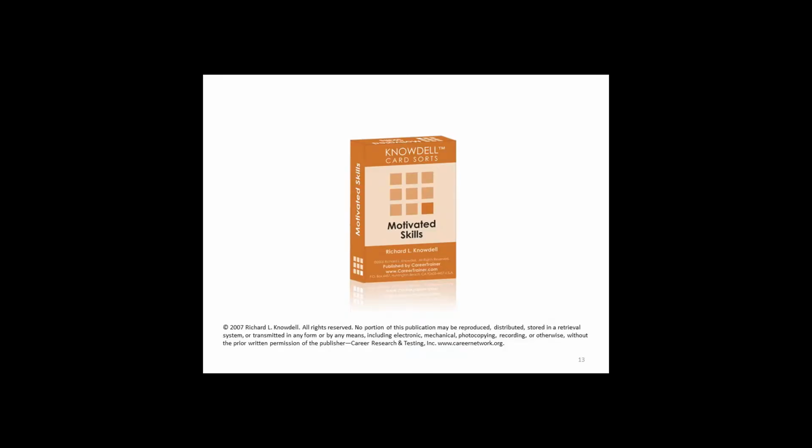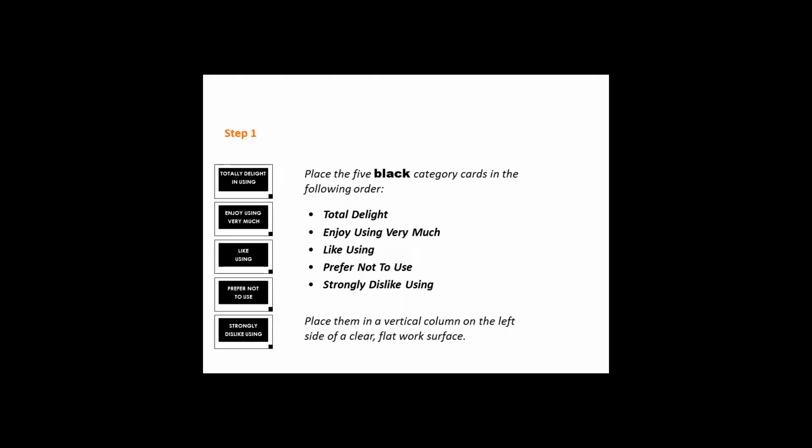Now the second instrument is more complicated. And this is also one that requires very strict rules on the administration of it. So this is not one I use with clients until I've established rapport with them. So in the Motivated Skills card sort, I give the client 5 category cards. Those are the cards with a black background that's on the PowerPoint. I want them to place the one that says total delight in using at the top. Right below that, enjoy using very much. Below that, like using. Below that, prefer not to use. And at the bottom, strongly dislike using.